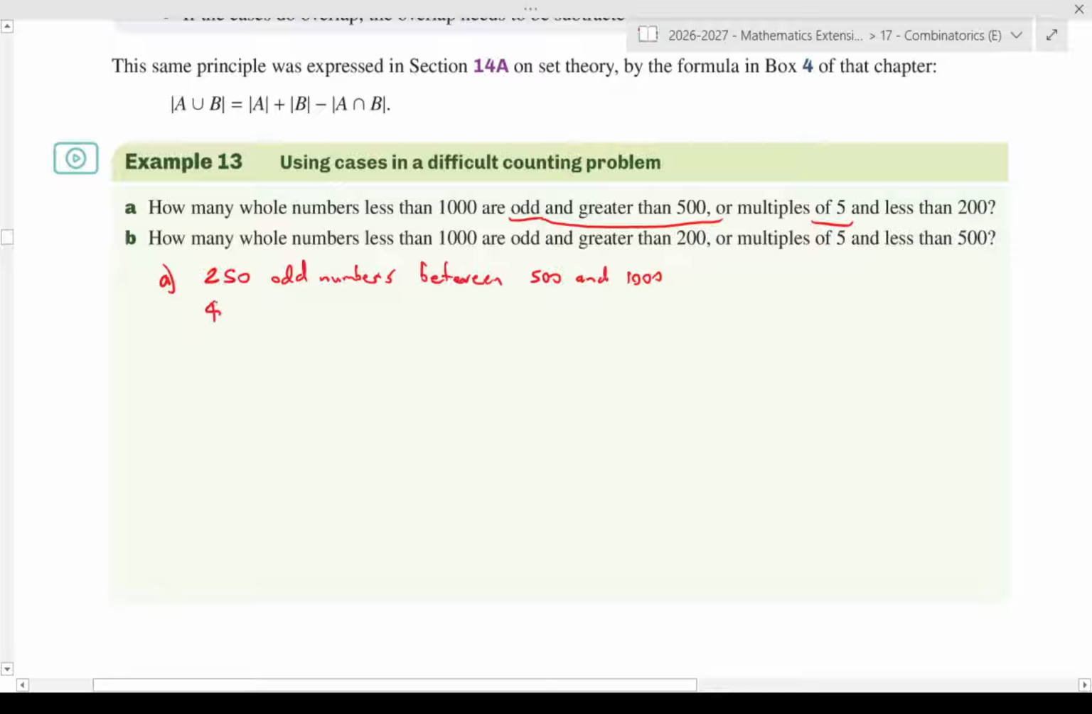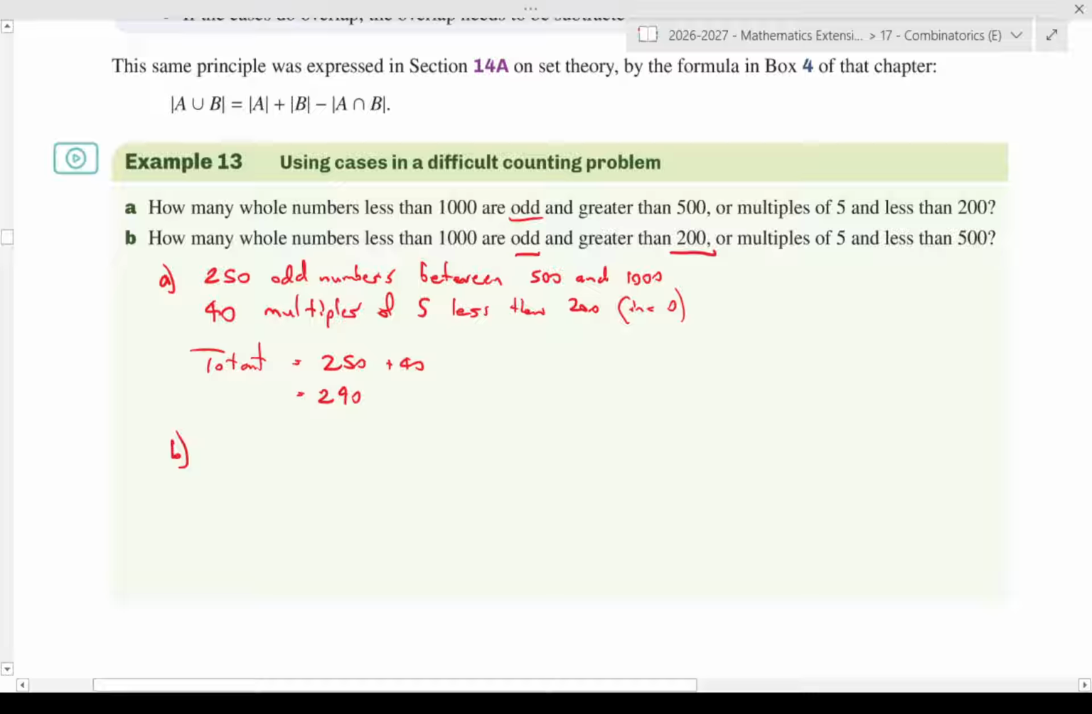Okay. Then the next thing we're going to look at, or multiples of 5. So there are 40 multiples of 5. Oh, and it's less than 200. Less than 200. And we will include 0. Okay. So we've got that many. All right. Well, total equals 250 plus 40, which equals 290. There you go.